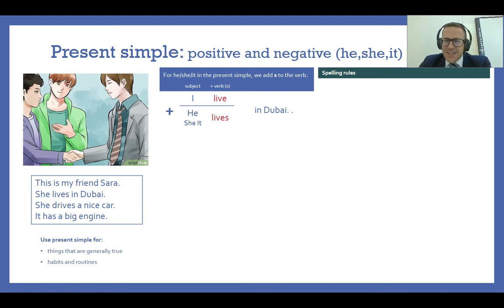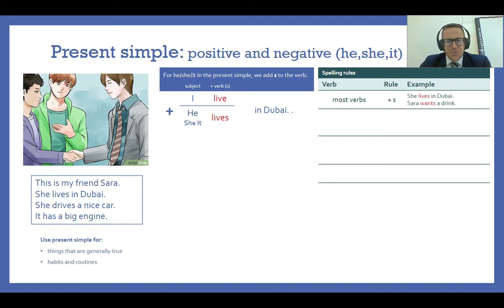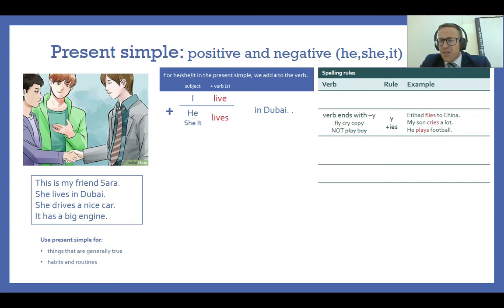Now listen carefully to these rules. For most verbs, we just add an S. She lives in Dubai, Sarah wants a drink. For verbs that end with Y, like fly, cry, copy, we take away the Y and add IES. Example, Etihad flies to China. My son cries a lot. And I put the third example to show that if the verb is vowel then Y, so play or buy as an example, you don't take away the Y. He plays football. So it's only when it's consonant then Y, like these verbs.